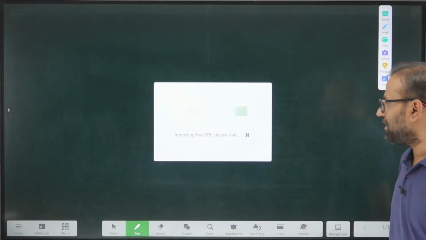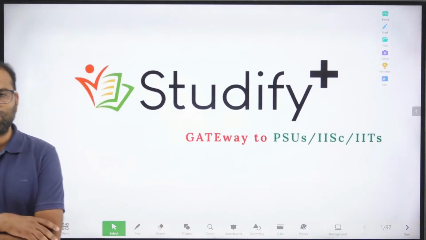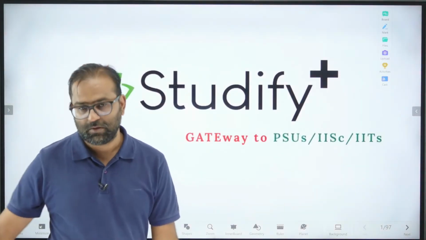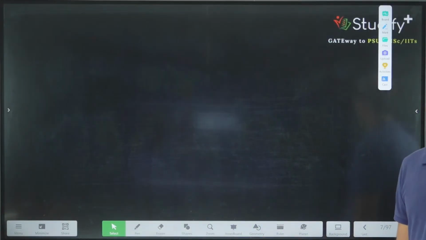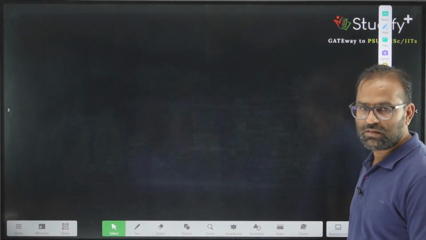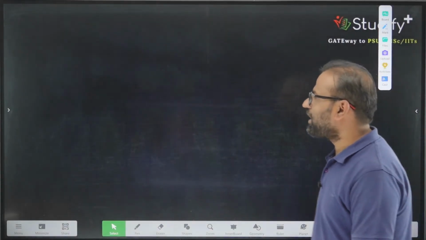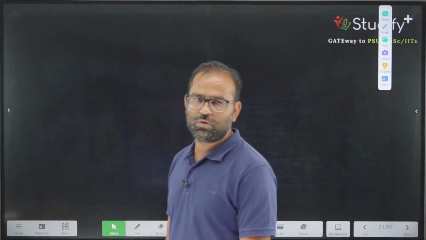This is the final practice session for the transient. After this, I will start the two-port networks. These are all previous year questions, so we will use both the approaches now, with the Laplace and without Laplace, and try to approach all the questions.